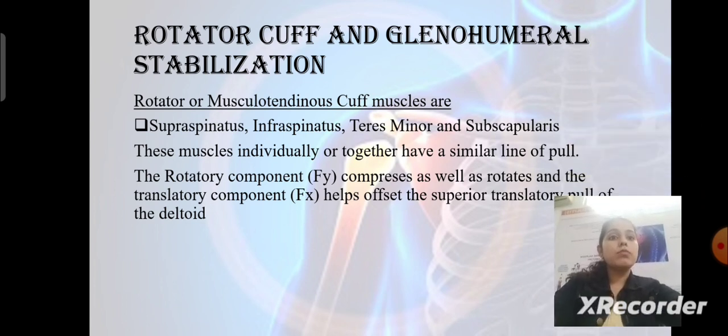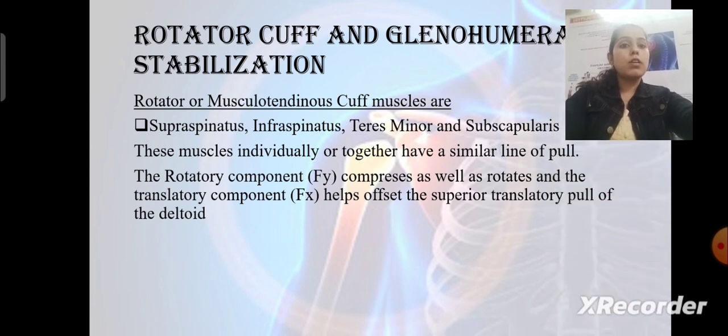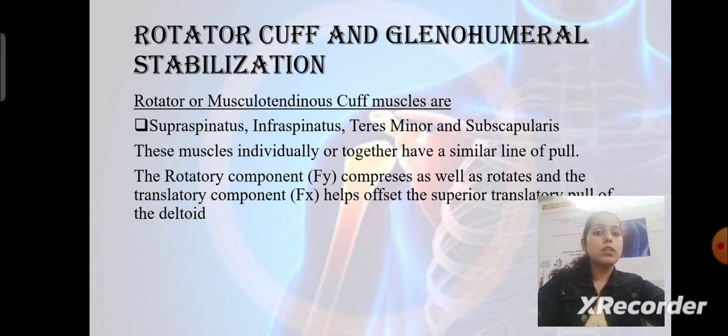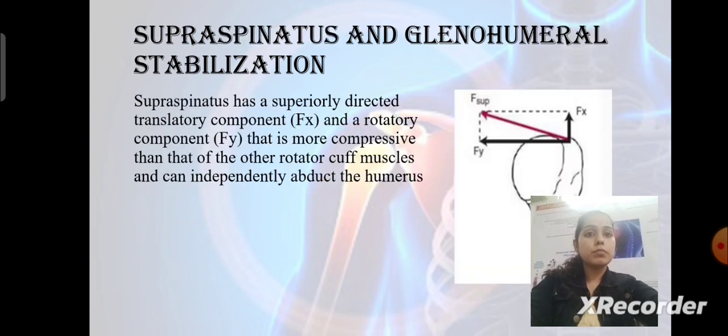Now, rotator cuff and glenohumeral stabilization. The role of the rotator cuff in glenohumeral stabilization. The rotator cuff muscles, also known as the SITS muscles, include supraspinatus, infraspinatus, teres minor and subscapularis. These muscles, individually or together, have a similar line of pull. The rotatory component of these muscles compresses as well as rotates, and the translatory component helps offset the superior translatory pull of the deltoid.